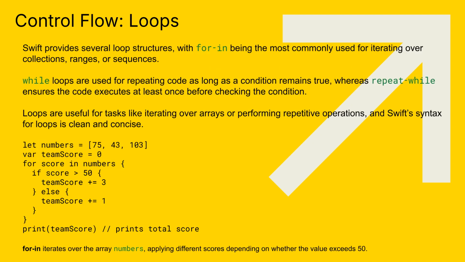Swift offers "for-in" for iterating over collections and sequences, while loops for repeating code based on a condition, and repeat-while to execute code at least once. Loops are essential for repetitive operations and iterating through data.